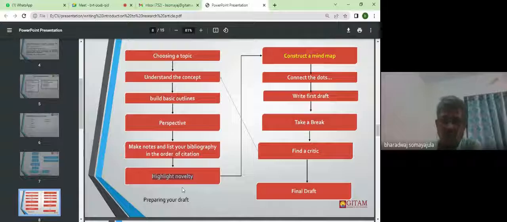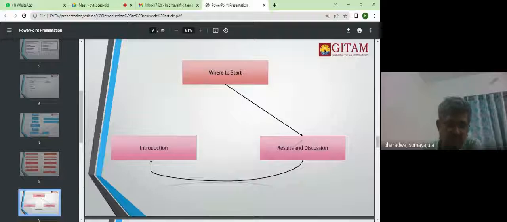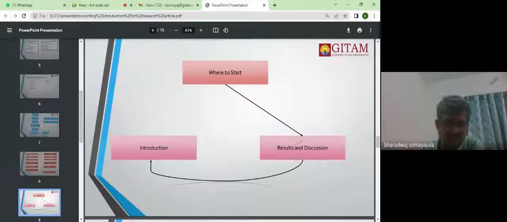So while creating a novelty, automatically you will create your mind map, and then you start connecting your dots, and then you will start writing your first draft. And always find a critic while drafting. So what I prefer, for all the audience who are scholars themselves, or if they have already published, is to always start with results and discussion. The results and discussion will help me to frame up the introduction.